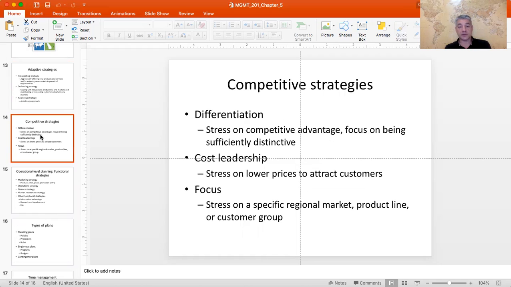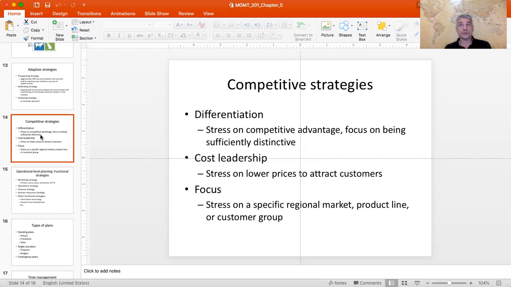Now, at the business level, the so-called competitive strategies, they have to do with how precisely you compete in a specific product market. So, in essence, they describe the nature of your competitive advantage. There are three, I would even say two, main sources of competitive advantage: either differentiation or cost leadership. With differentiation, you try to be unique. You try to offer something that no one else does or no one else can.